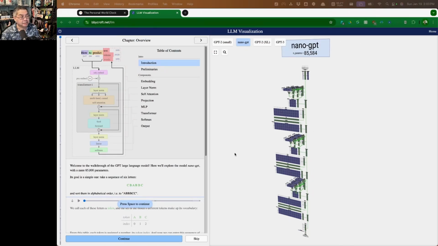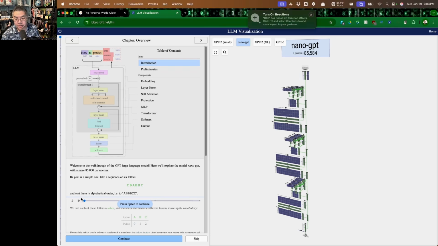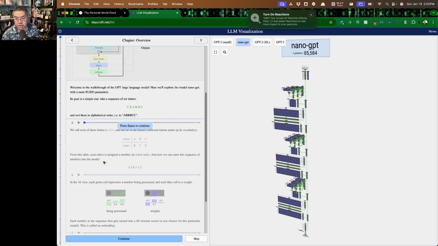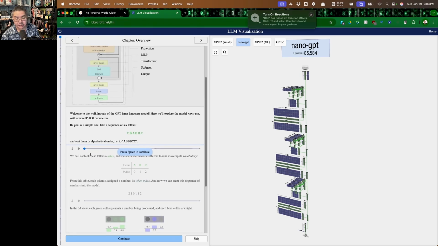So this is by B.B. Croft. This is an illustration of what happens in a generative AI model. So I'm just going to go through, and you can read the explanation along the side. However, the explanation is very, very technical. So let's just watch and see what happens.